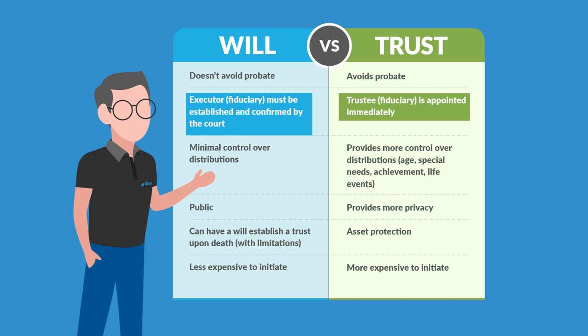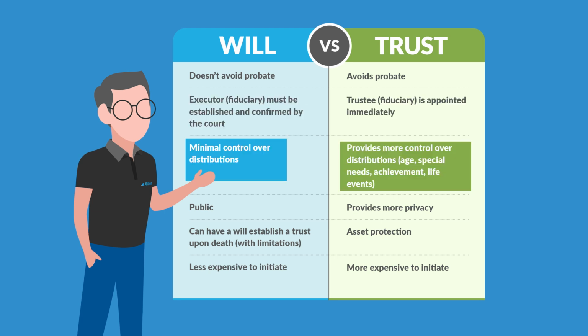Exactly. So with the will, the fiduciary must be established and confirmed by the court. So the executor must be established by the court. And who knows if that's going to be the person that you wanted to be assigned to play that duty. But a trustee, with a trust, you can assign a trustee, and that's appointed immediately. So you get to control who manages the distribution of your assets.